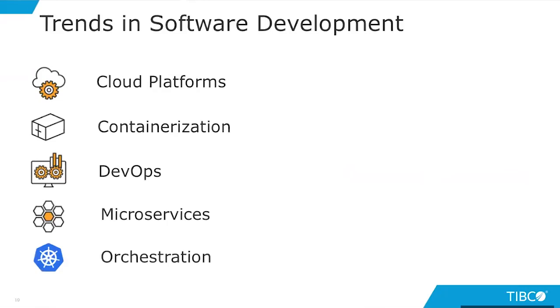So let's talk about a few trends in software development. Let's first talk about cloud platforms, then containerization, DevOps, microservices, and orchestration, and how these things fit together and how they all, when brought together, can create a modern cloud-native application architecture.